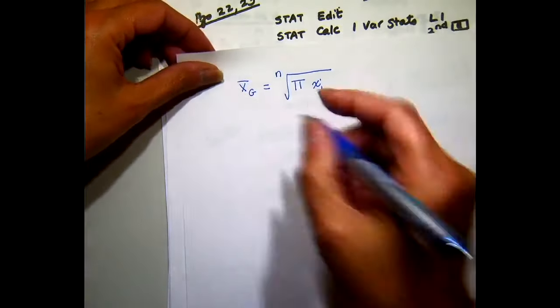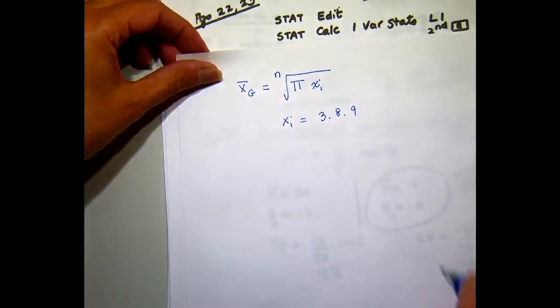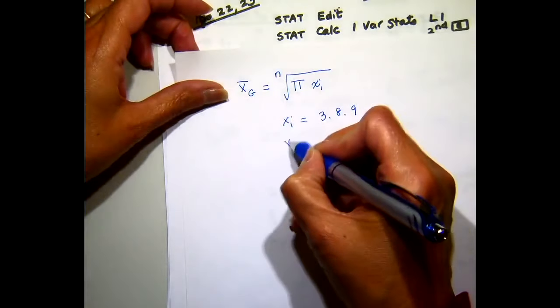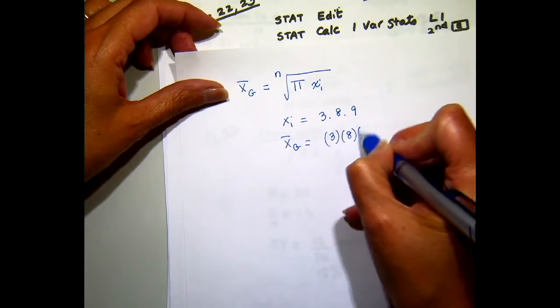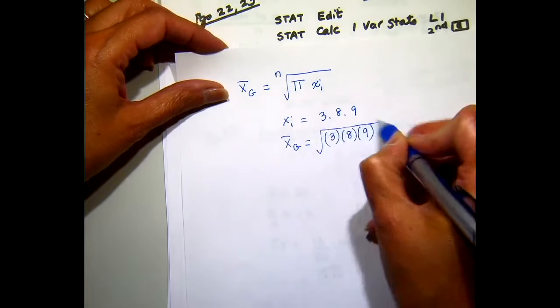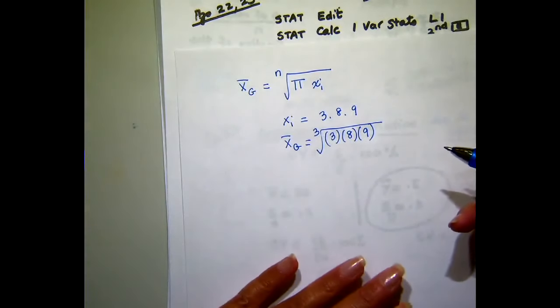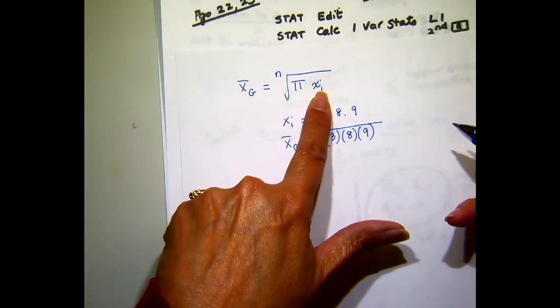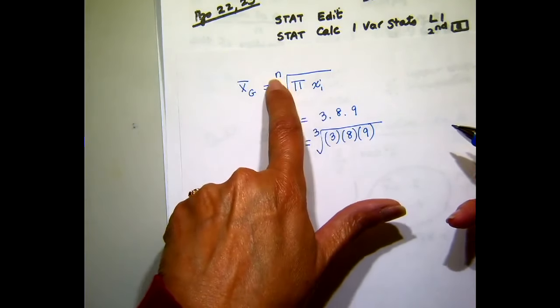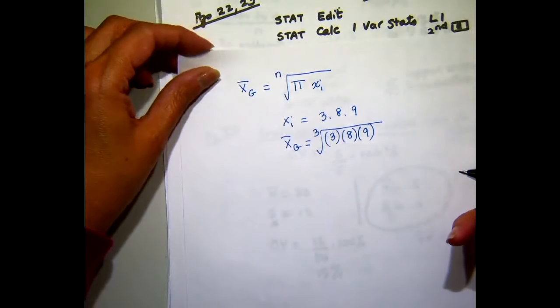So let's say that xi are 3, 8, and 9. So x bar geometric would be 3 times 8 times 9, and you would take the third root because there are 3 numbers. You would take the cube root, right? So that would be written this way, the product of the xi's. And then you're taking the nth root because there are n numbers. Follow me? Okay.